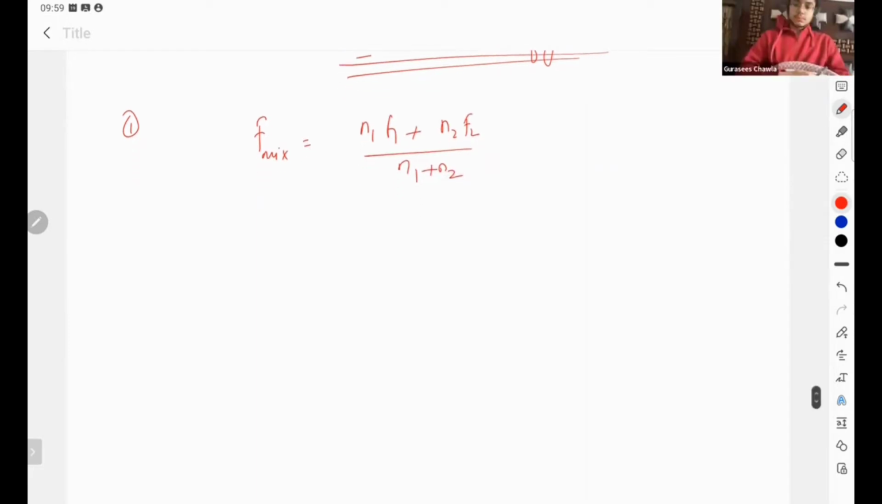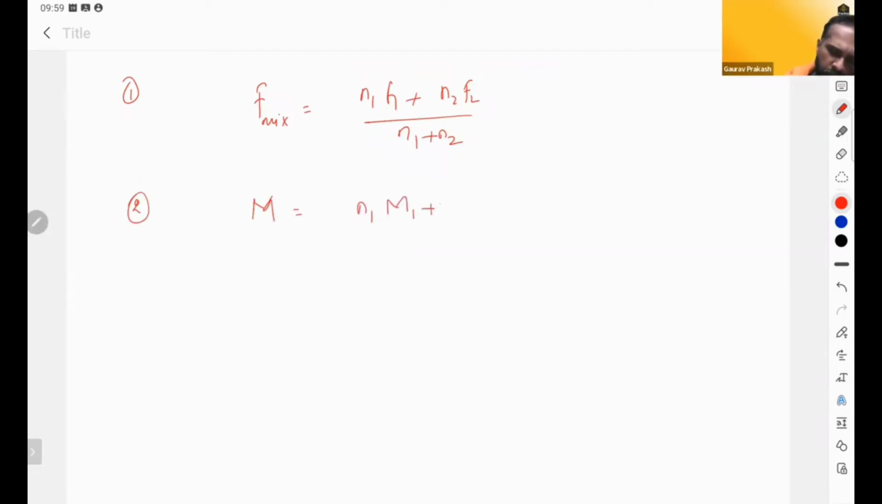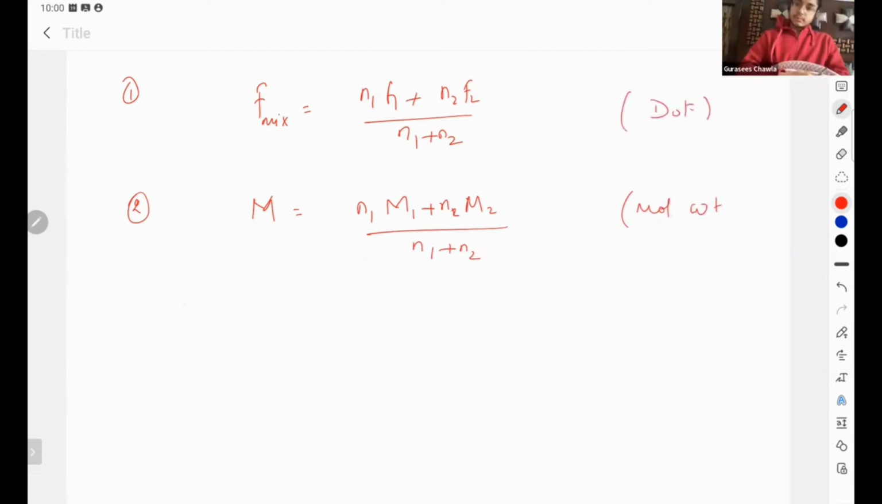That is, you can prove this by saying that the energy of one gas plus energy of two gas is equal to total energy of the entire mixture. वो लेके आप prove कर सकते हैं. Then molecular weight is n1 into m1 plus n2 into m2 upon n1 plus n2. This is molecular weight. This is degree of freedom.